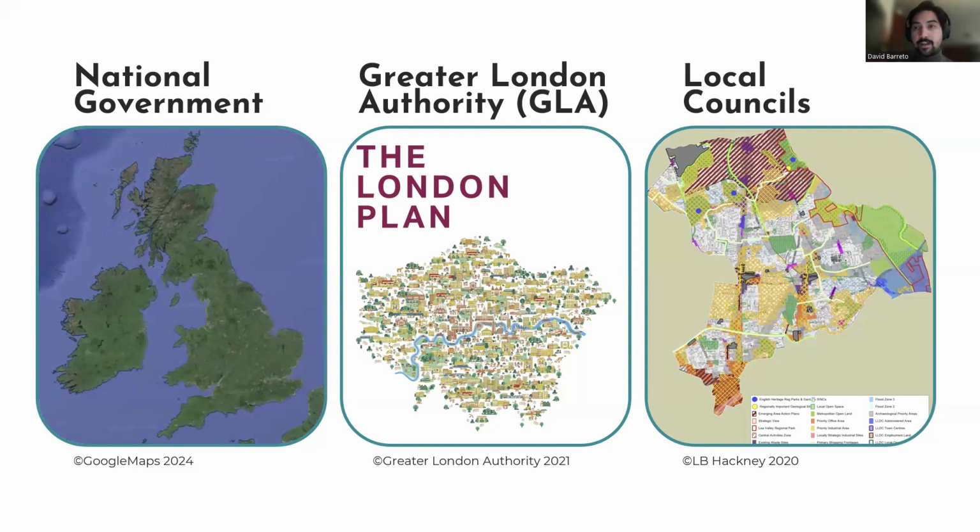In London, we also have a regional level, which is the Greater London Authority. The London Mayor is responsible for producing a strategic plan, which sets out some guidance for local plans in all of London's boroughs. And it also includes plans and strategies for issues affecting multiple boroughs at the same time, such as transport. At a local level is where a lot of the planning work happens.